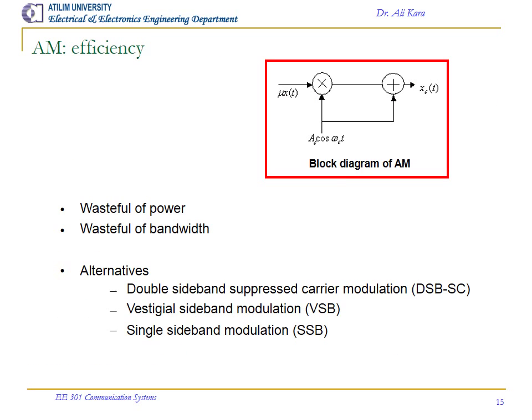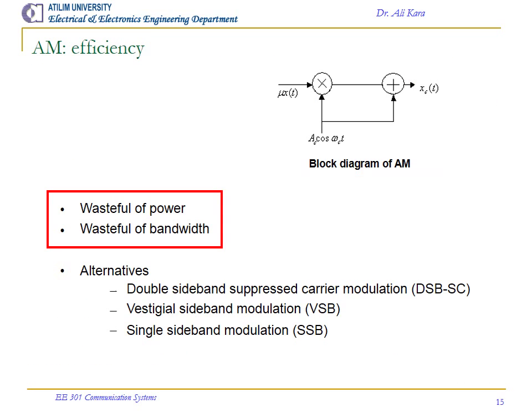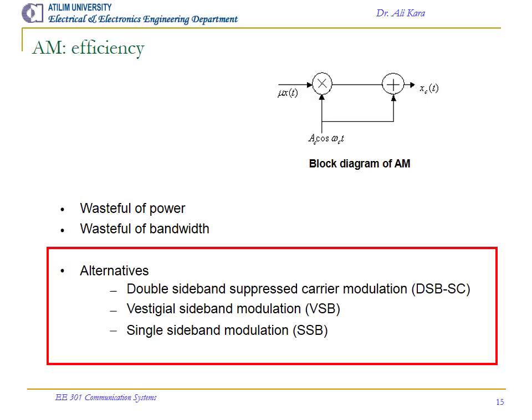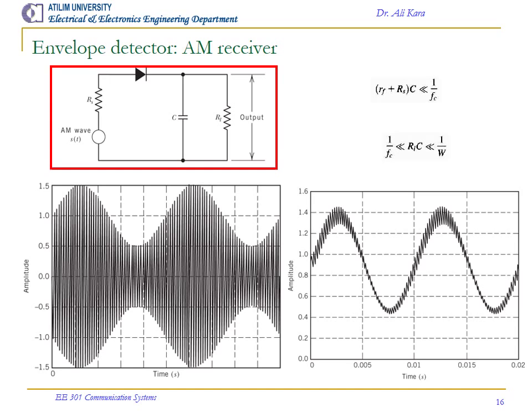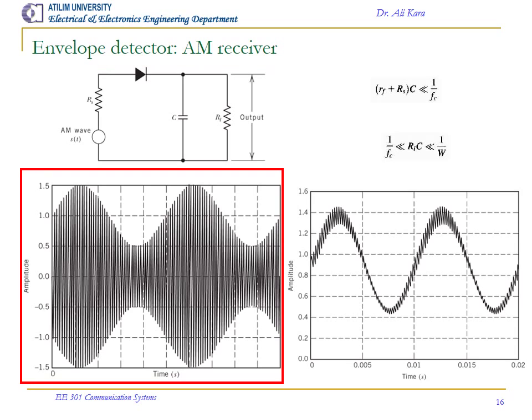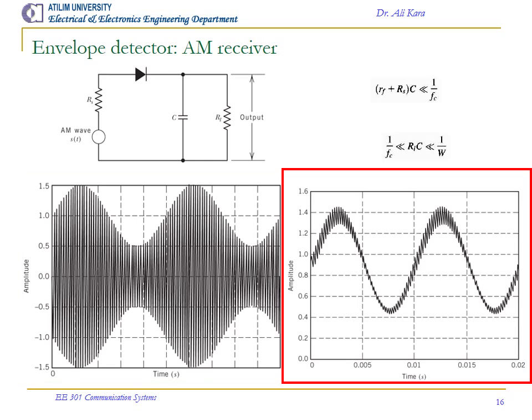Efficiency. Here is a block diagram of a modulator. As we have discussed already, it is wasteful of both power and bandwidth. Alternatives are double sideband suppressed carrier modulation, DSB-SC; vestigial sideband modulation, VSB; single sideband modulation, SSB. Envelope detector, receiver. Block diagram of envelope detector of AM waves. Received signal is something like that, and envelope detection yields this.